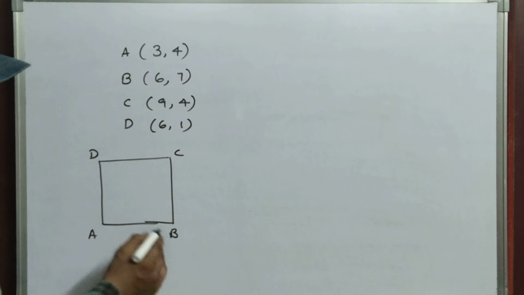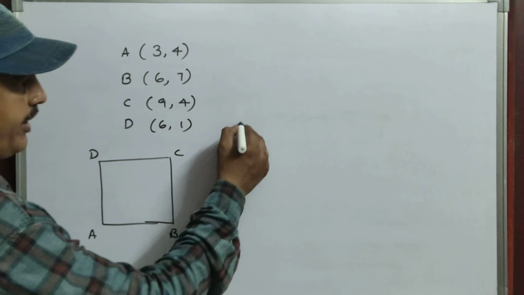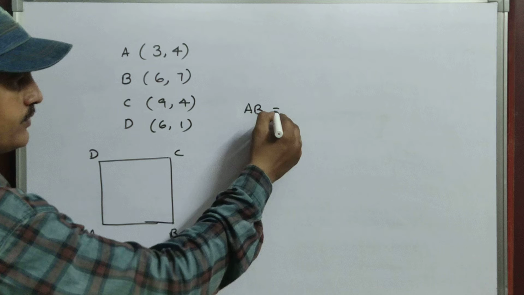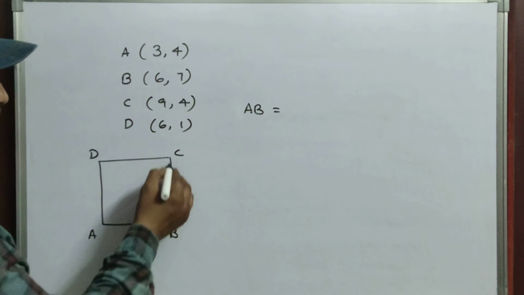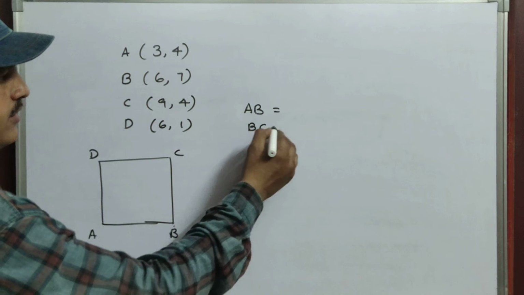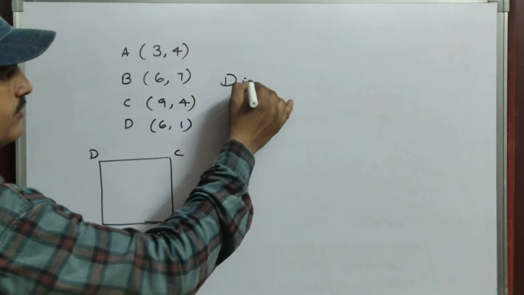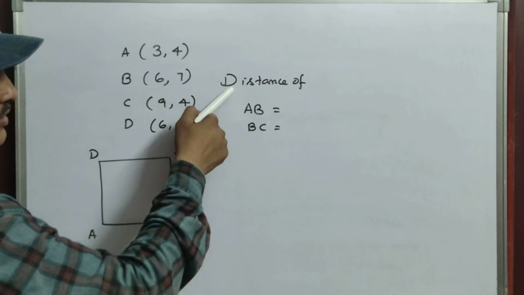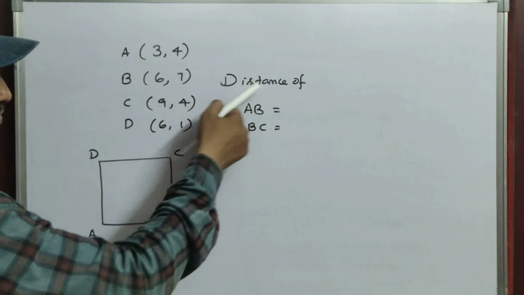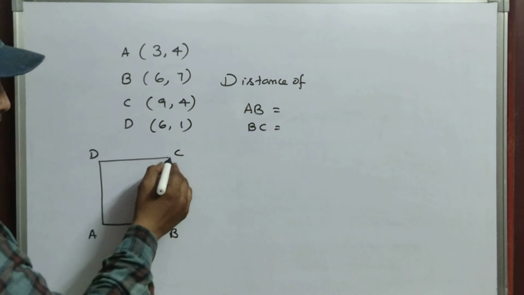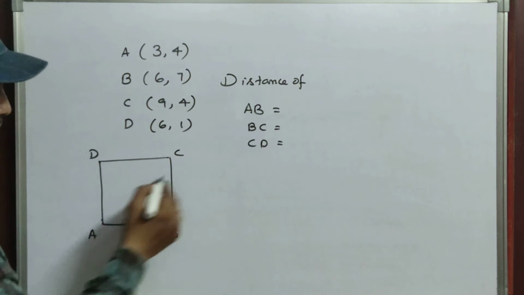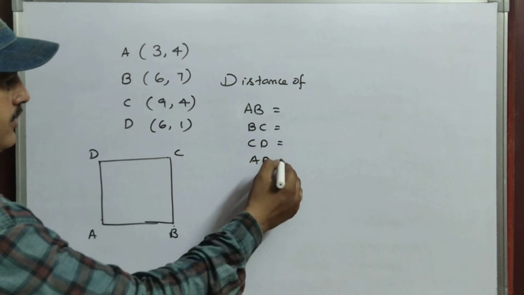Now do one small favor. Find the distance of AB. Next, find the distance of BC. Next, find the distance of CD. Next, find the distance of AD.